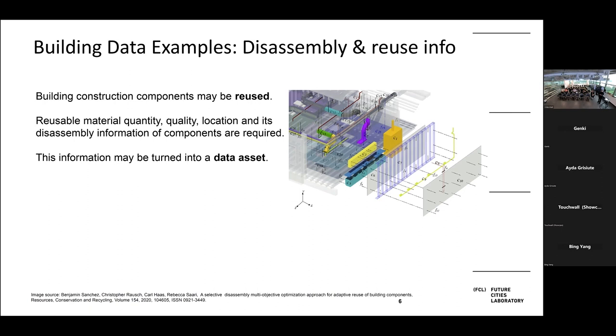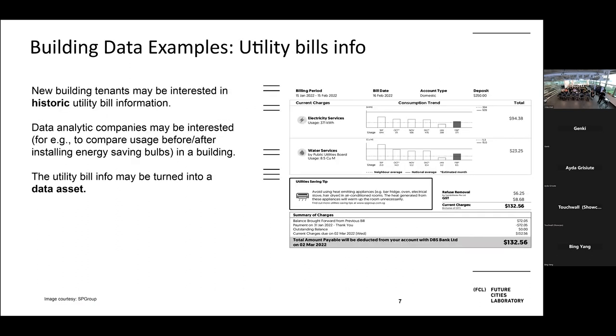What else can we convert into a data asset? Another example is the monthly utility bill. If you look at the image on the right, you have the electricity bill and the water bill. There is also historic information about the usage of these two services in the previous couple of months. This is another thing that can be converted into an asset.